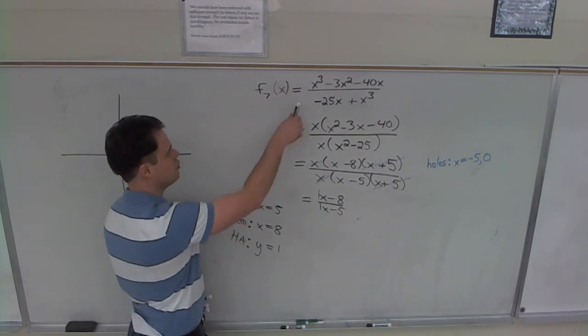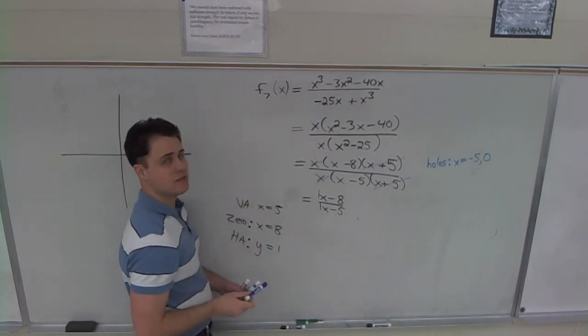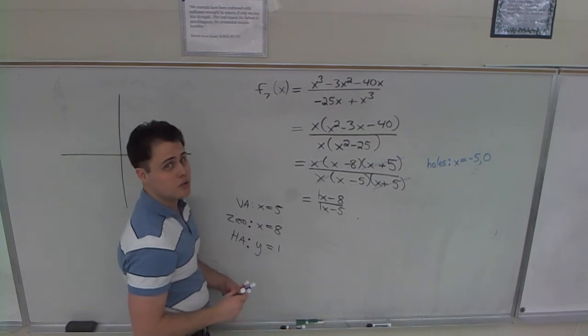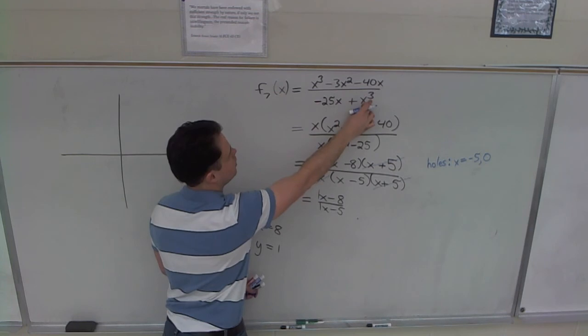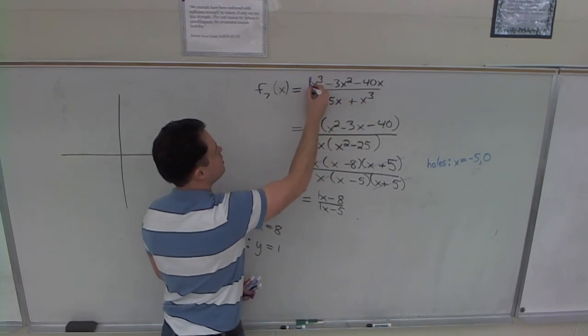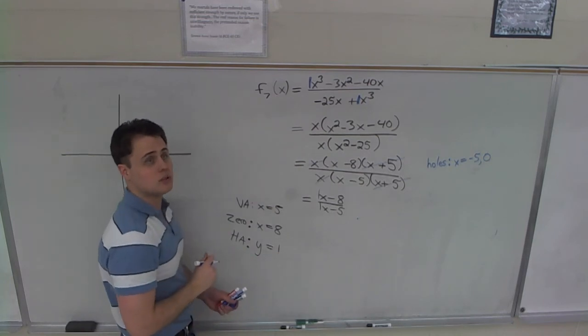If we had done it to begin with, you might say, hey, isn't it going to be 1 over negative 25? But those aren't the leading coefficients. The leading coefficient up here is degree 3 over degree 3. Leading coefficient there is 1. Leading coefficient there is 1. See, that's the same answer, 1 over 1.